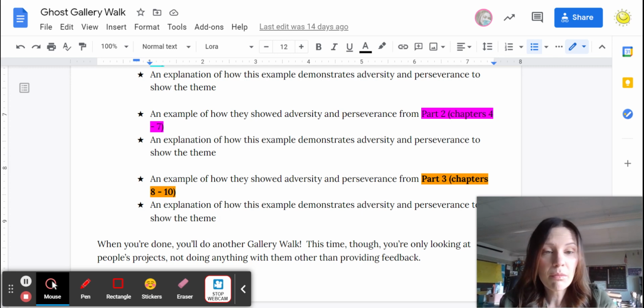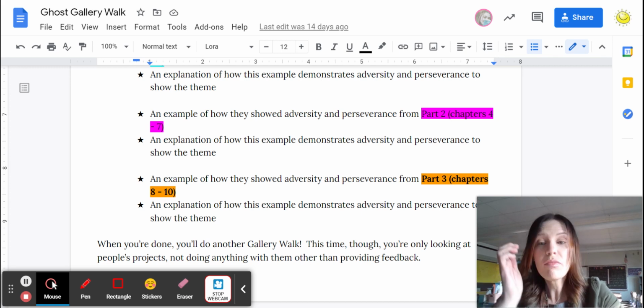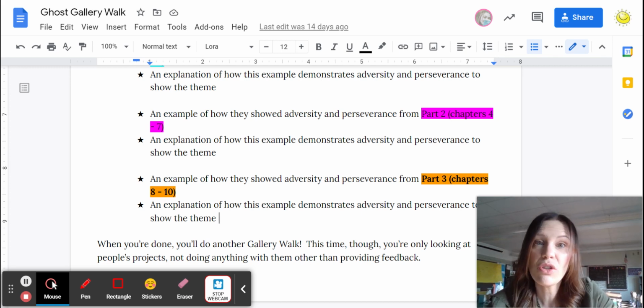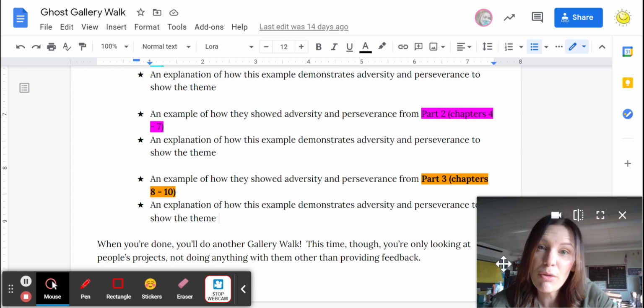Okay. When you are done with that, we will do another gallery walk. That's why this is the gallery walk project. And these are the directions that go with it, because you're doing one more. This time you are going to just look at people's projects. You are not really going to do much with it. You're just going to look at their projects. And then if you get some more ideas from other people and want to edit your project, I'll see if I can provide you a little bit of time to do that. But for the most part, you're just going to look at people's projects, give some feedback, and then we're done. Okay, and then we'll be officially done with Ghost.